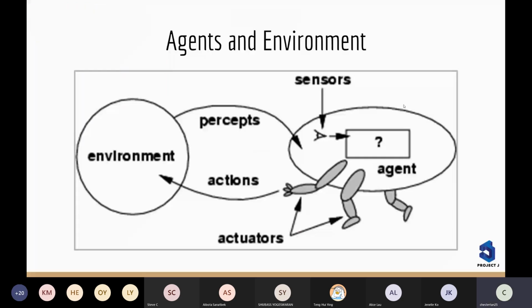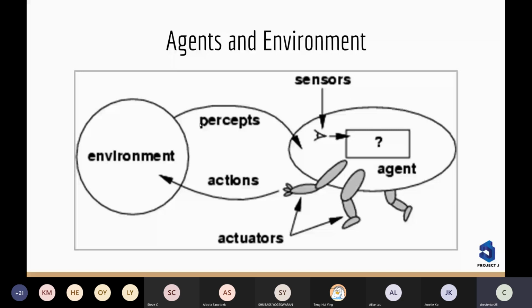Today we'll be talking about the topic, which is the intelligent agent. This is our agent and environment. For the intelligent agent, there are some musts. Firstly, the agent must have sensors and actuators. For example, humans have sensors like eyes, tongue, skin and nose. These are the sensors for the human to get the percepts from the environment.